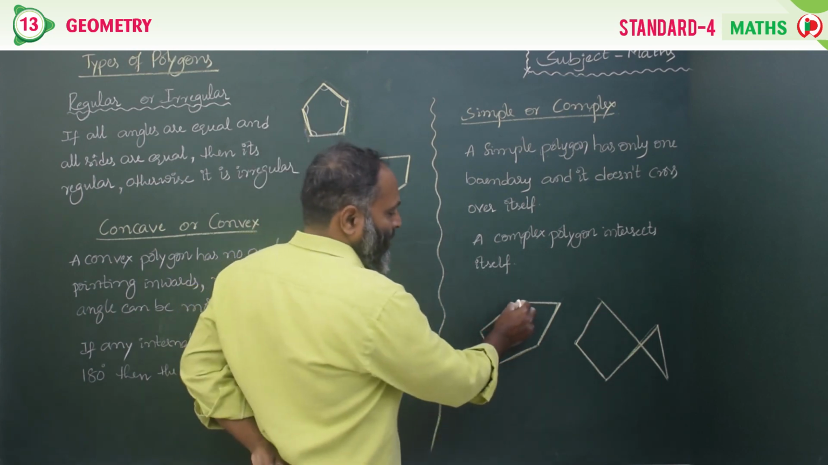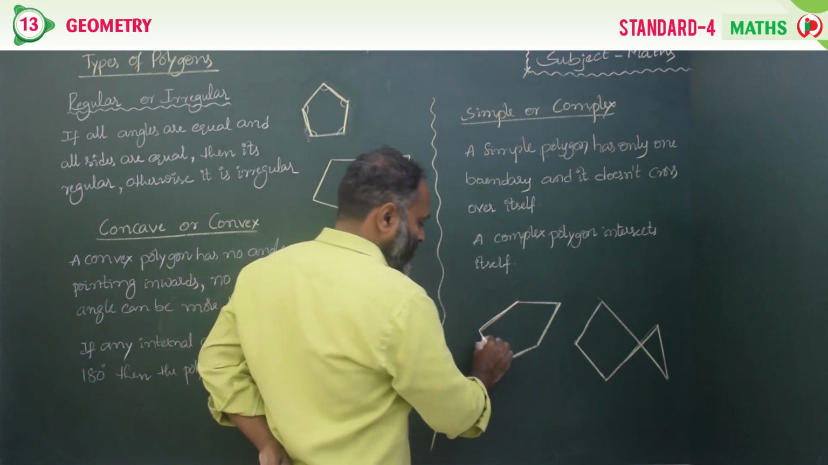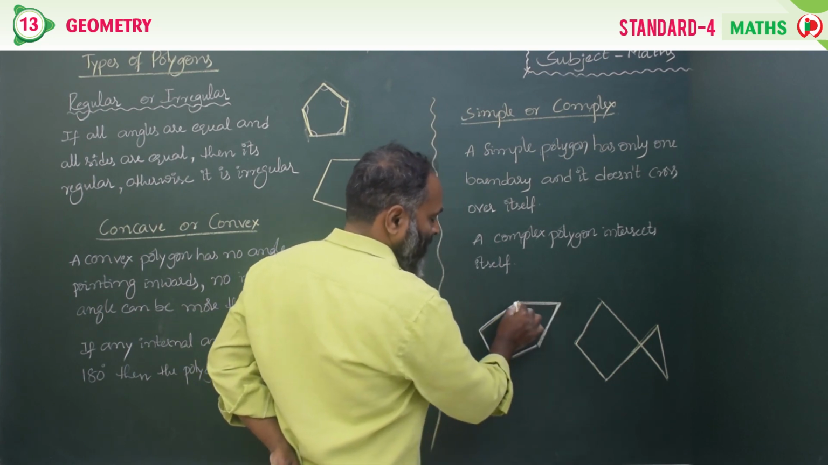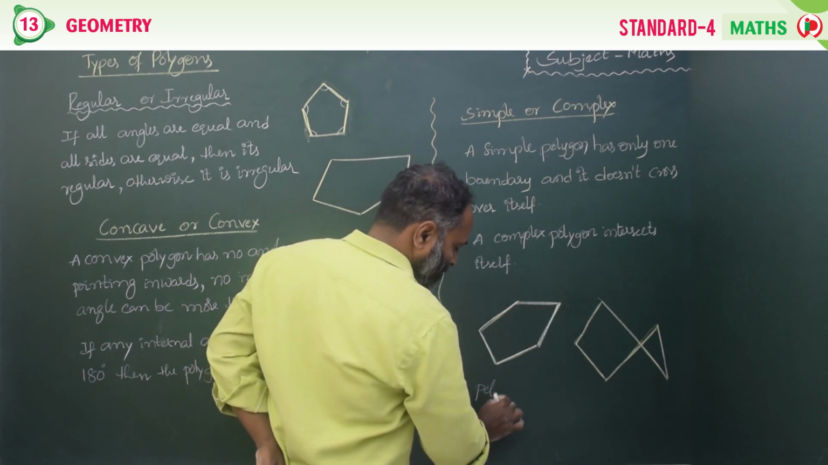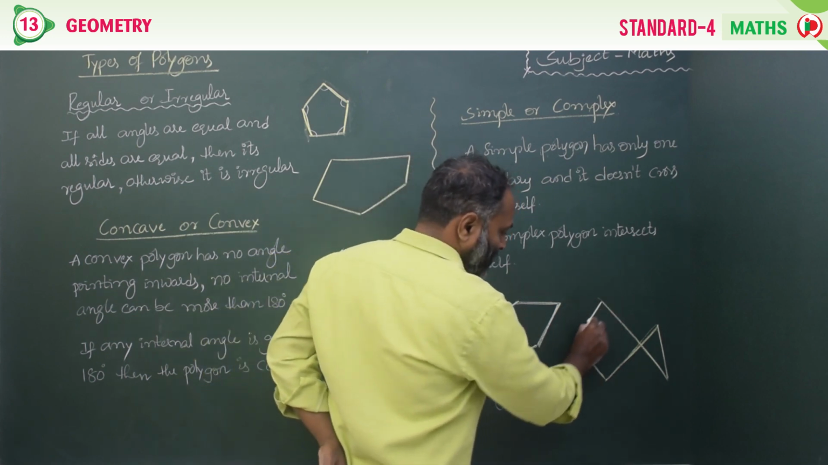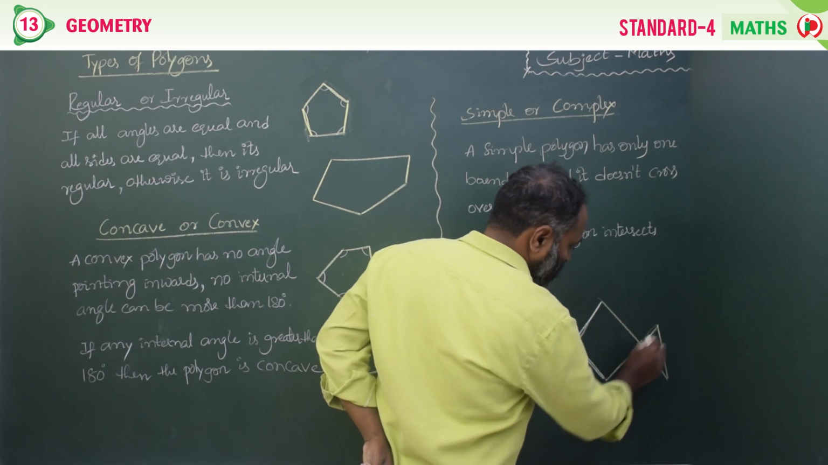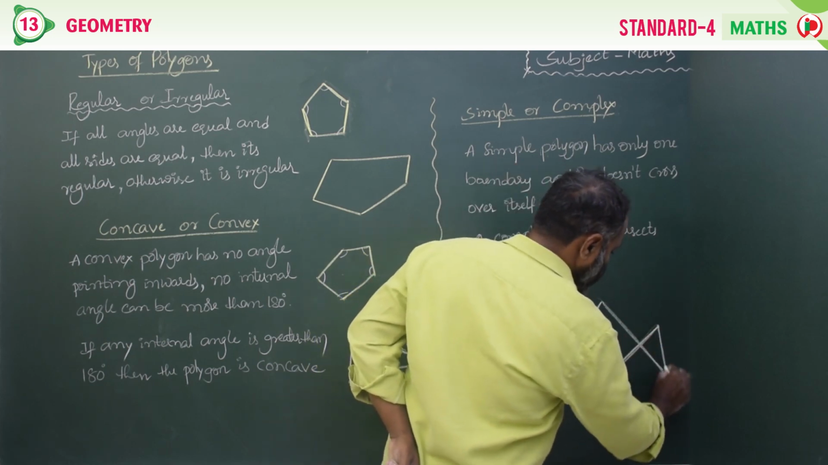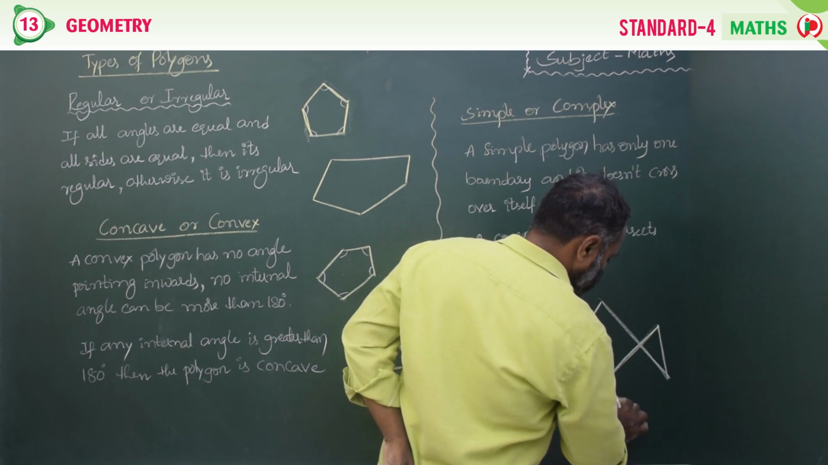Here how many sides do we have? 1, 2, 3, 4, 5. This is a pentagon. And here how many sides? 1, 2, 3, 4, 5. This is also a pentagon.